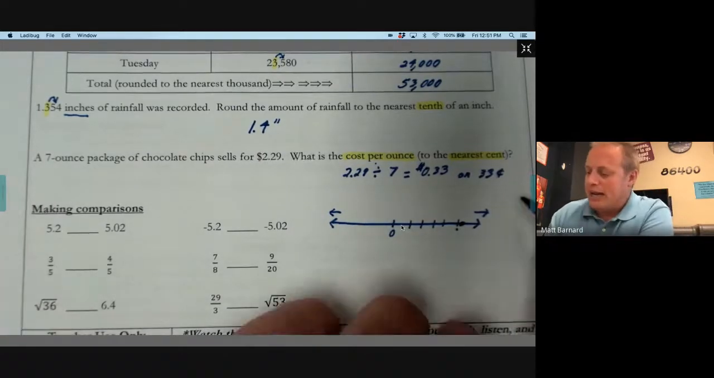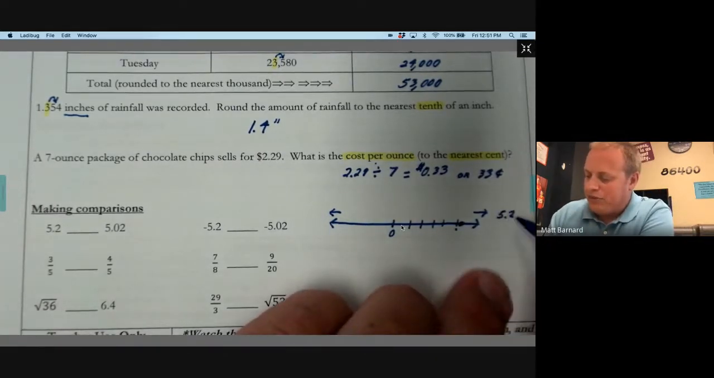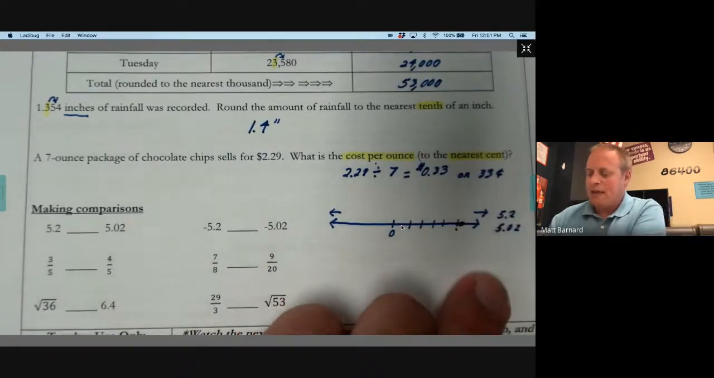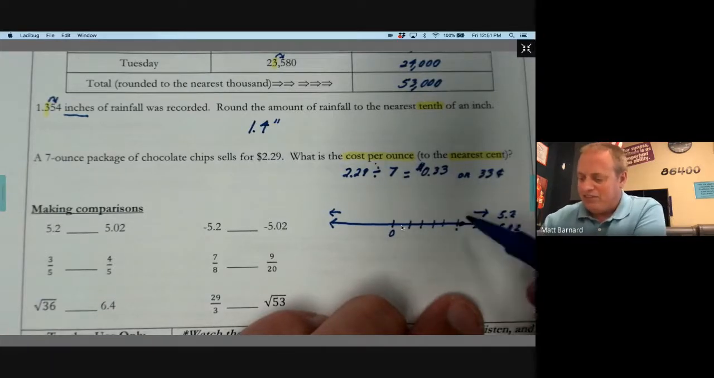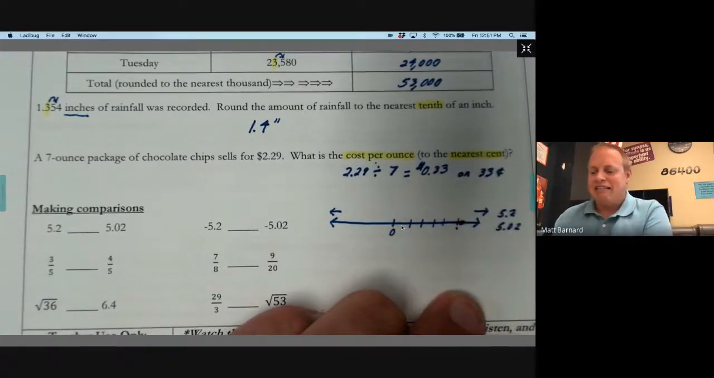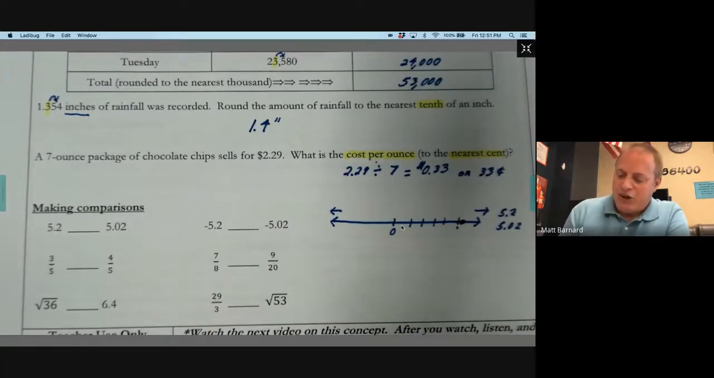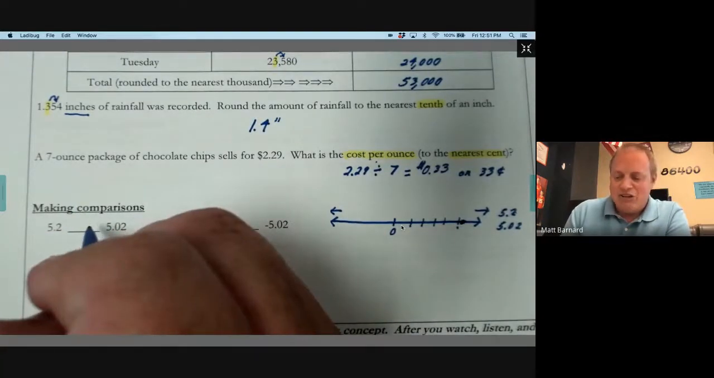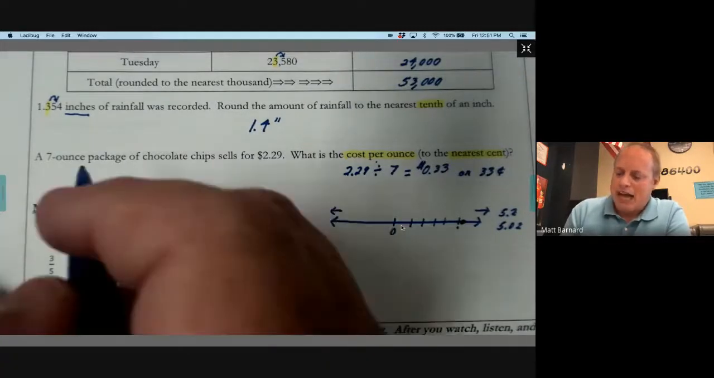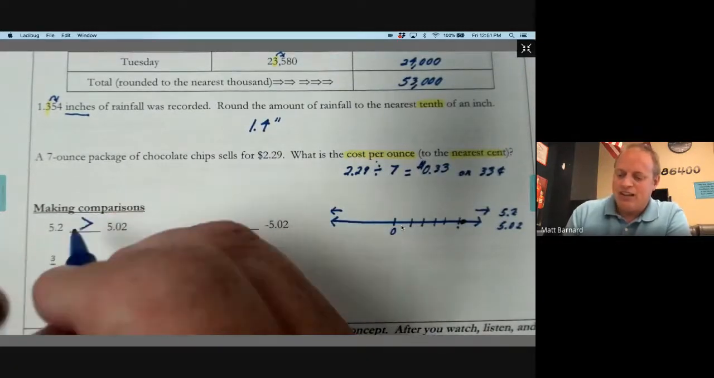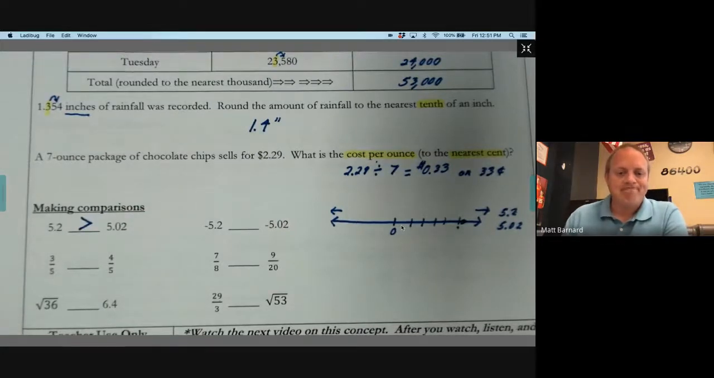Now, when we compare, we can line numbers up if we want, 5.2 and 5.02. Since the 5s are the same, we look to the next place. We have a 2 and a 0. The 2 is larger than the 0. So that means 5.2 is farther to the right on the number line. That means it's larger. The sign, the point on the less than or greater than, is always going to point to the smaller number. Kind of a good way to remember that. So 5.2 is greater than 5.02.